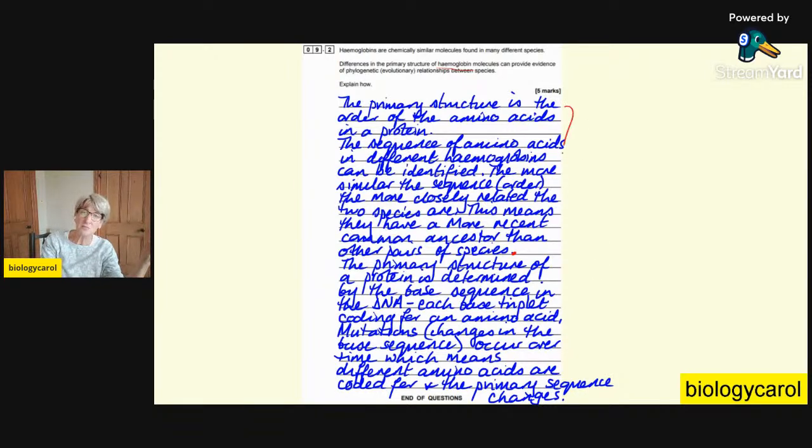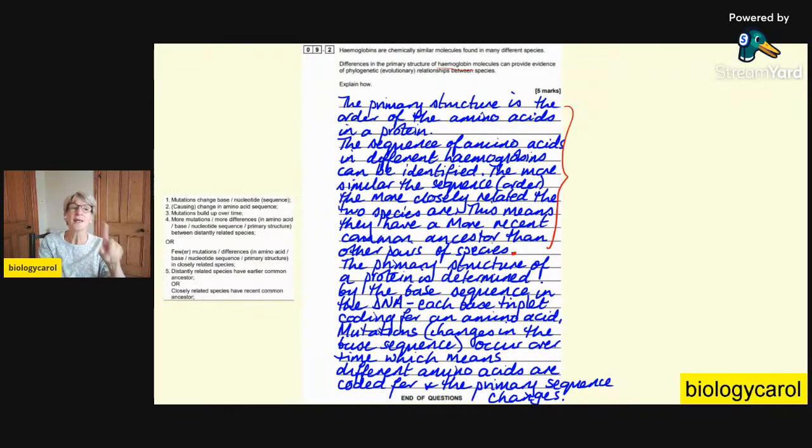I felt that this bit here was me really answering the question, because I read the question as, how do differences in the primary structure of the protein provide evidence for? How do those differences provide evidence for? Well, the more differences there are, the more distant the common ancestor, or the fewer differences there are, the more recent the most recent common ancestor is. Yeah, I felt that was answering the question.